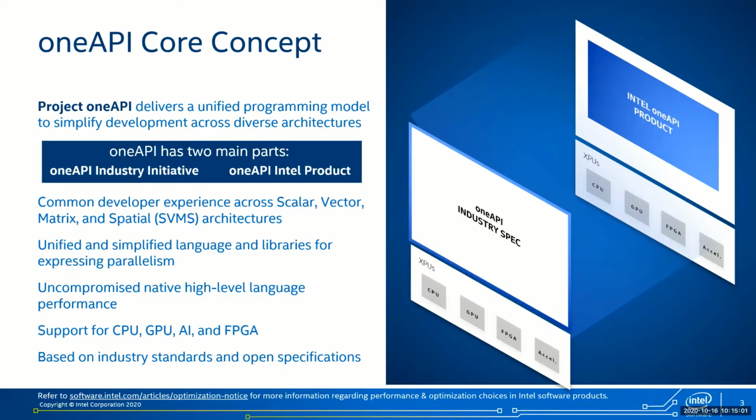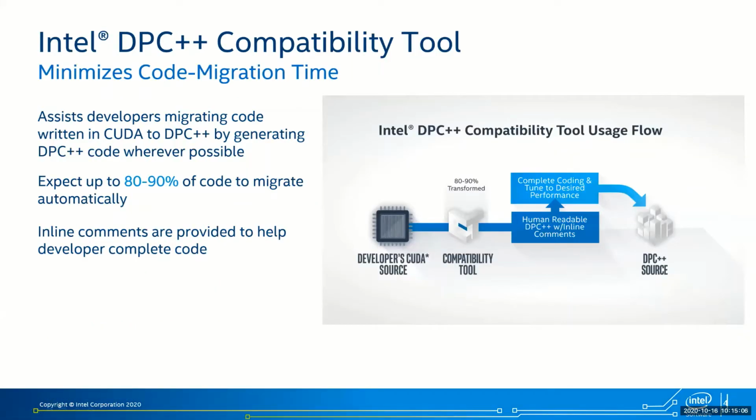So this is showing a flow of how typically we do migration of CUDA code at a very high level. So the Data Parallel C++ compatibility tool is a tool that can be used to migrate programs written in CUDA. And the idea is to minimize the code migration time and the effort. The tool is available as part of the oneAPI core toolkit.